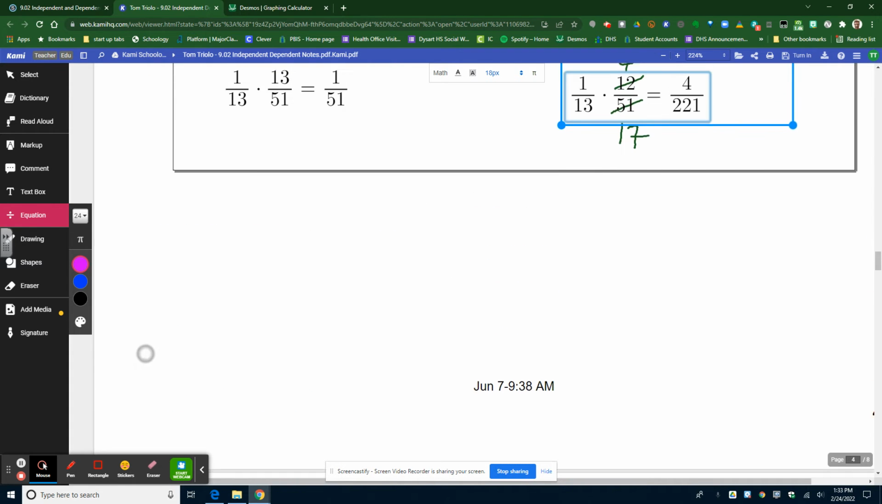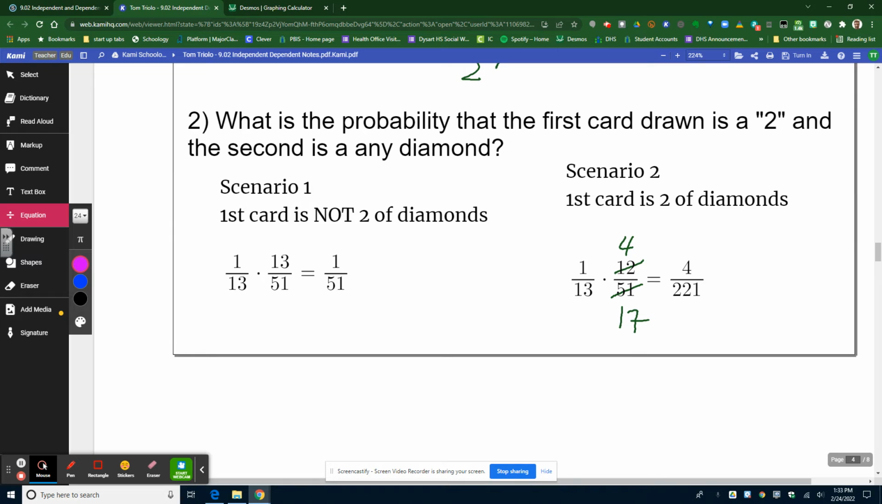Yes, sir. Why is the denominator still 51? Because I still only took 1 card out. These are 2 different scenarios. It's not like I have 2 cards. No, but aren't you supposed to multiply 13 by 51? Well, I could multiply 13 times 51. Okay, these are 2 separate scenarios.